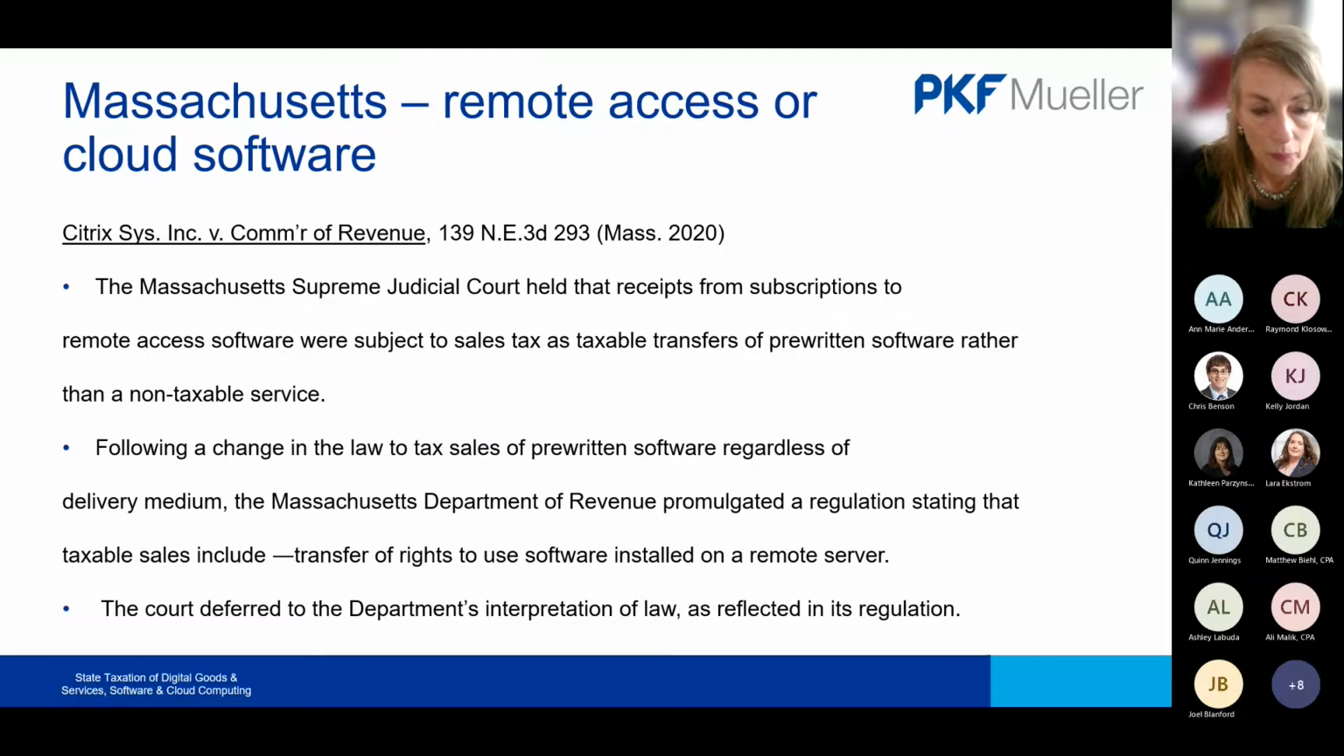So Massachusetts with remote access or cloud software. Ellen, do you want to talk about this case? So this case just held that receipts from subscriptions to remote access software were subject to sales tax. Those were transfers of pre-written software, and the focus was on the fact that it was pre-written software, not on the service, which Massachusetts is more in limbo on taxation of. So this just confirms that remote access software or cloud computing type transactions are taxable, and they're looking at the pre-written software as a tangible good.